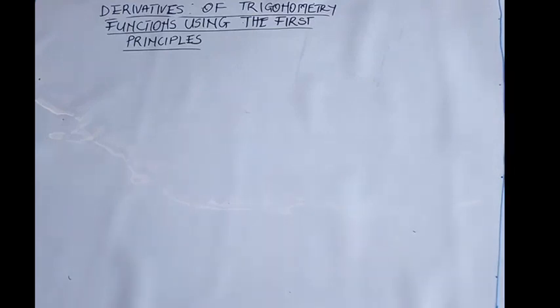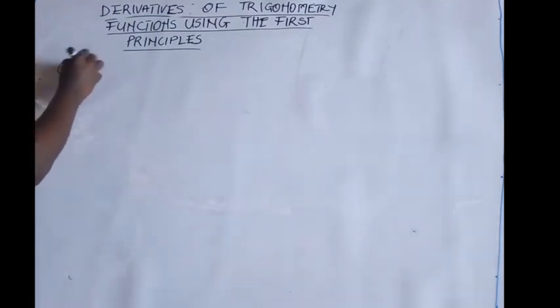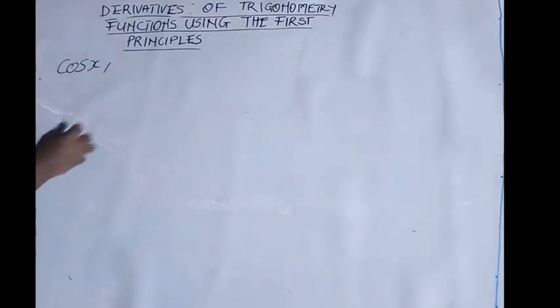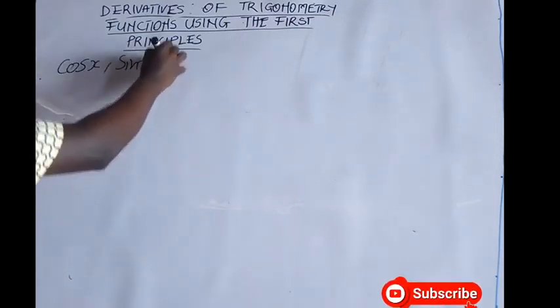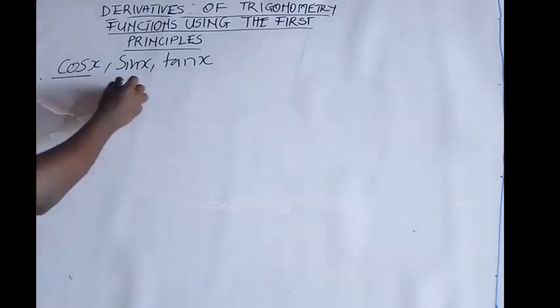So in this video, we are going to learn how we can differentiate the various trigonometric functions. That is the sine, cos, and then the tangent. So we are having the cos x, sine x, and then tan x, using the first principles. So let's take the cos.